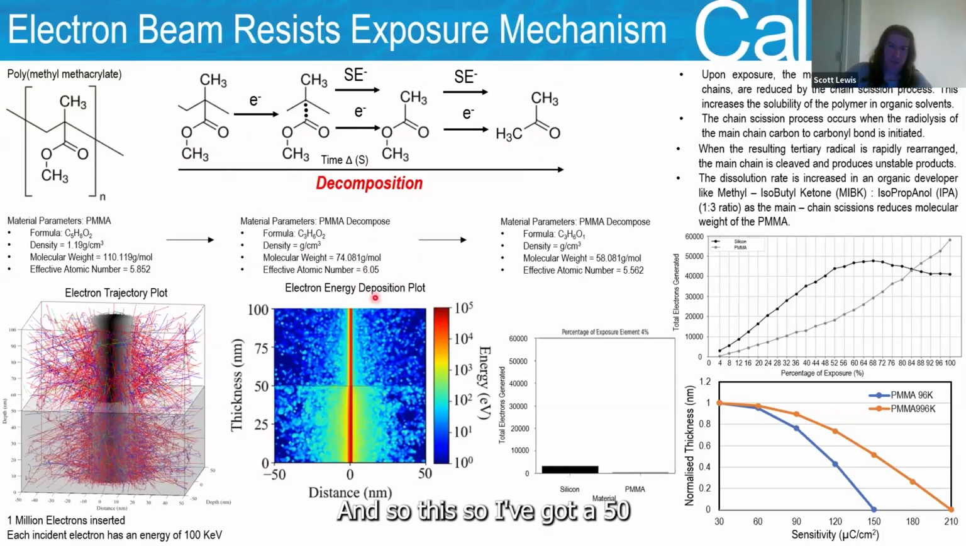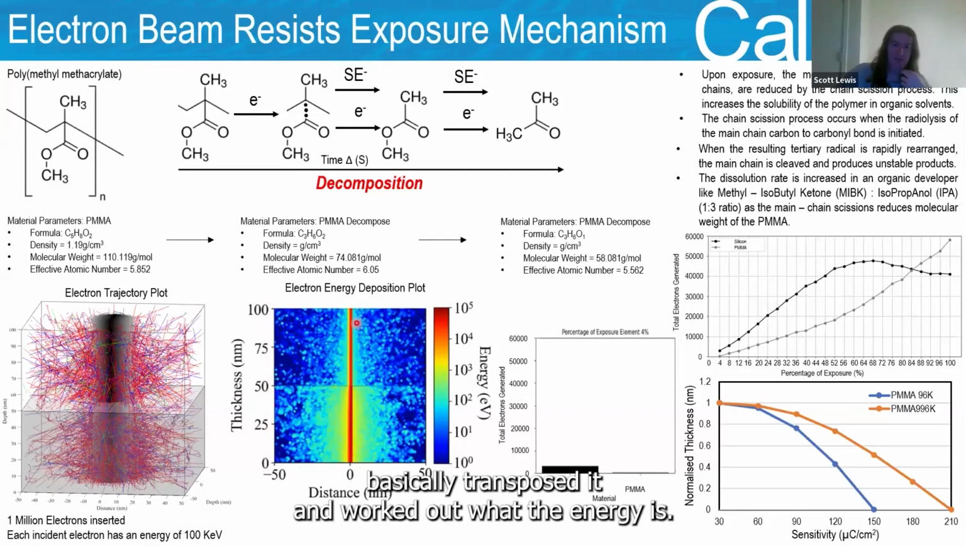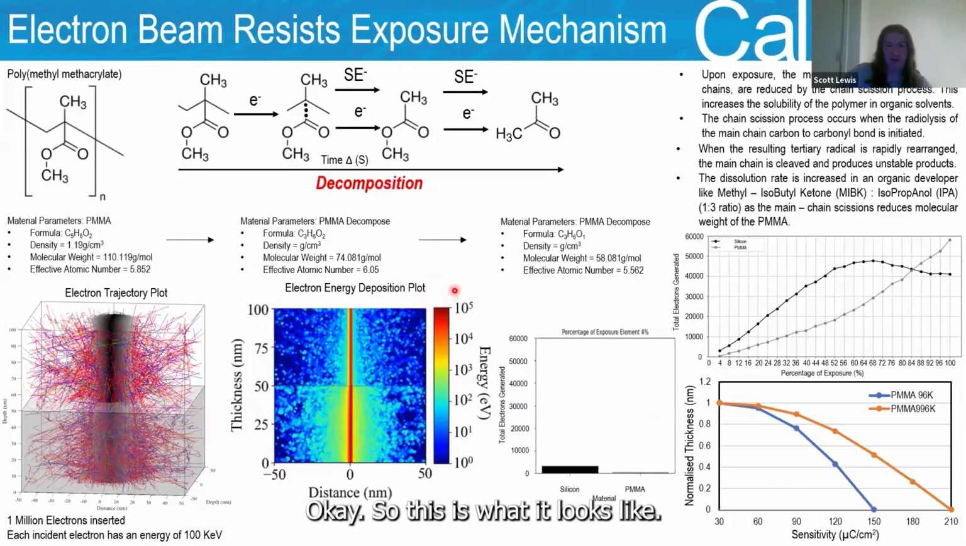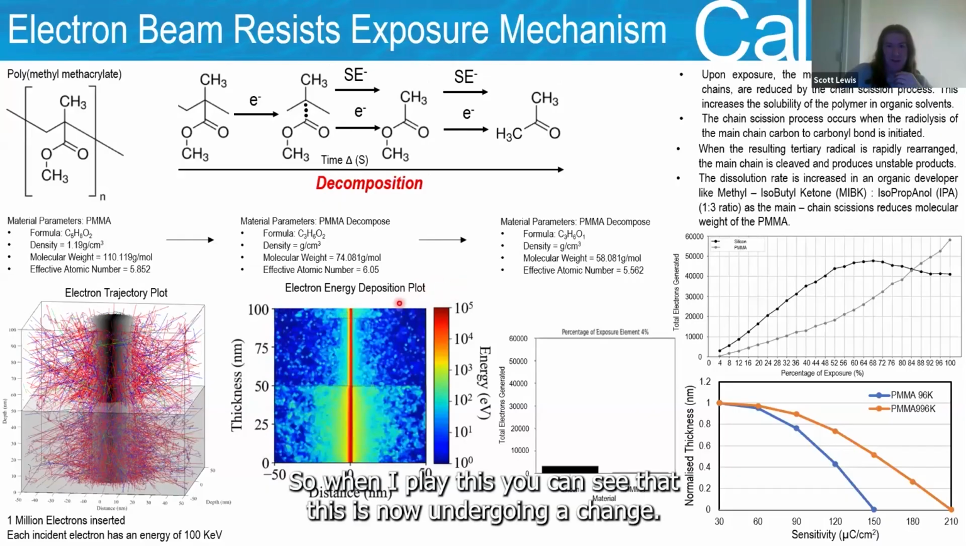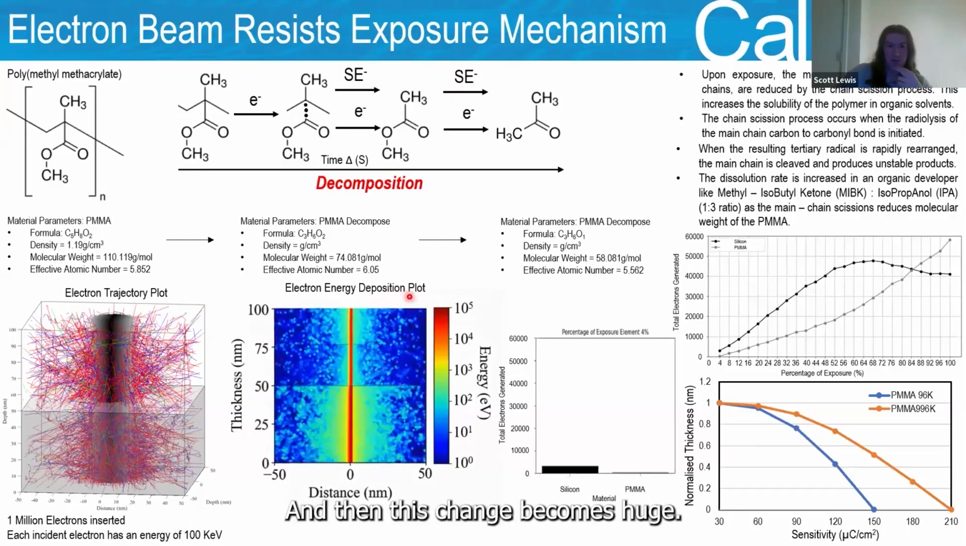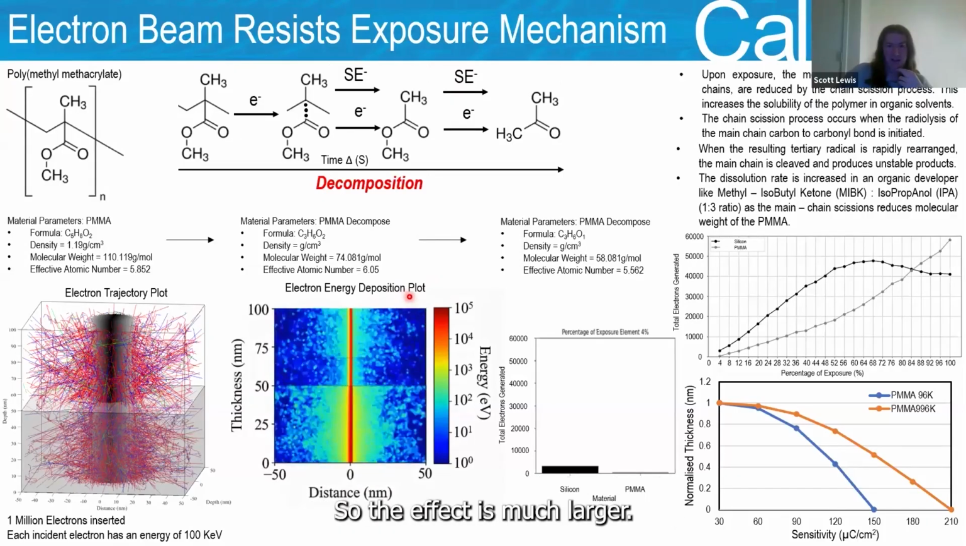And so I've got a 50 nanometer thick PMMA layer here, and then I've got a silicon. So I've just taken this, and then I've basically transposed it and worked out what the energy is. Okay, so this is what it looks like. So when I play this, you can see that this is now undergoing a change, and then this change becomes huge. So the effect is much larger.